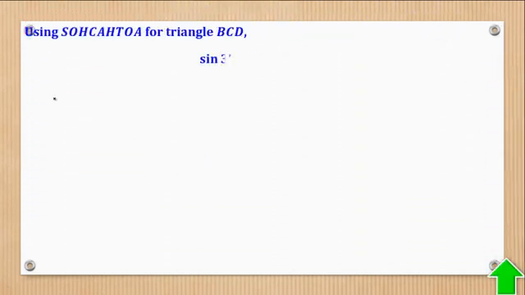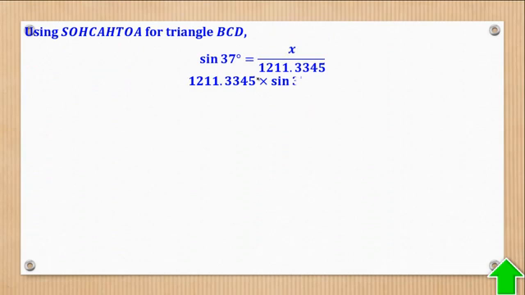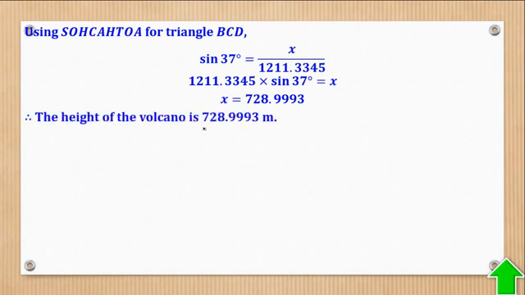So using SOHCAHTOA, sine 37 degrees will be x over y, which is the hypotenuse. Then cross multiply and use a calculator. That will be the value of x. Therefore, the height of the volcano is this. And that's what they wanted.